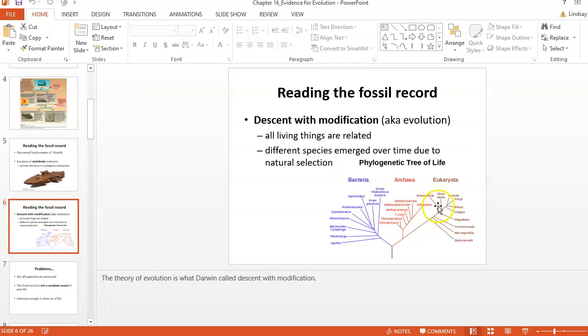And then, if you keep going, you end up with us. We are just this tiny little area right here. So, kind of cool to think about descent with modification with a phylogenetic tree like that.